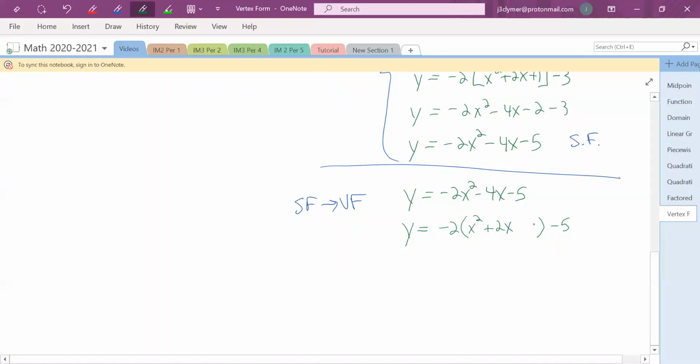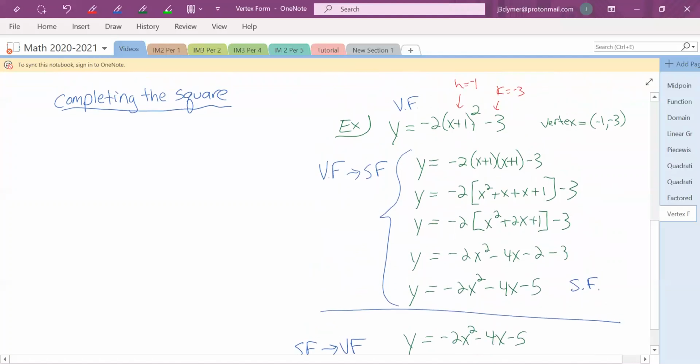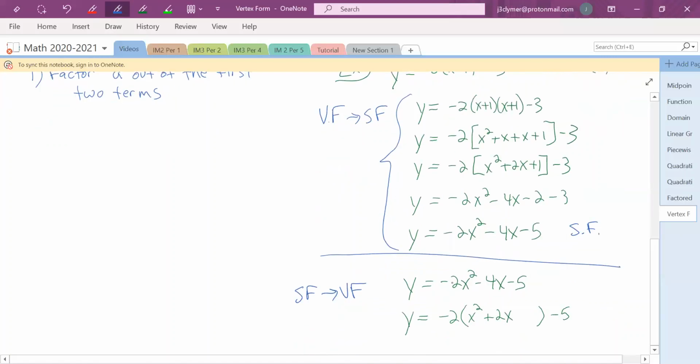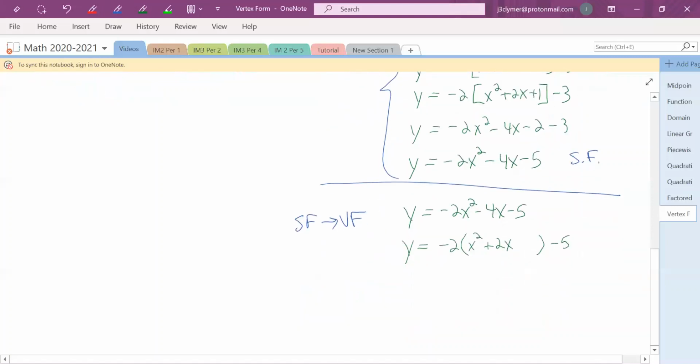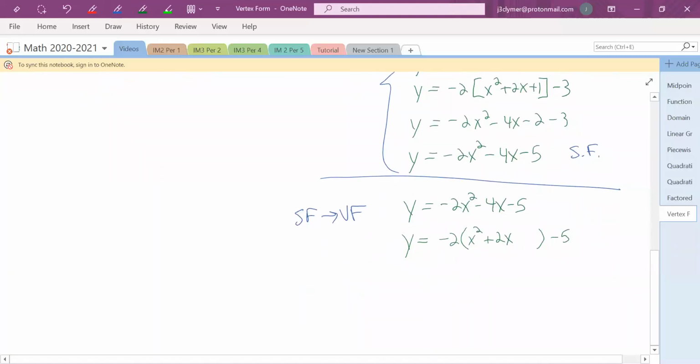All right, so now I'm ready to come back to our completing the square steps. And let's talk about the first step here. Step number 1 is going to be to factor a out of the first two terms. Okay, that's our first step. Factor a out of the first two terms. So you can see that is what we did. a is negative 2, and we factored it out of the first two terms. Okay, that's step 1.